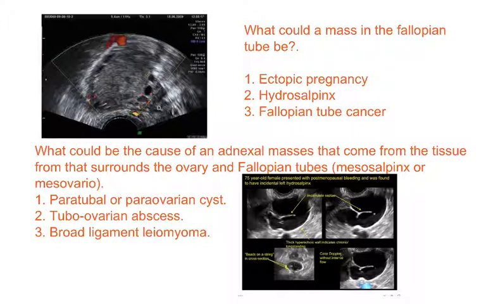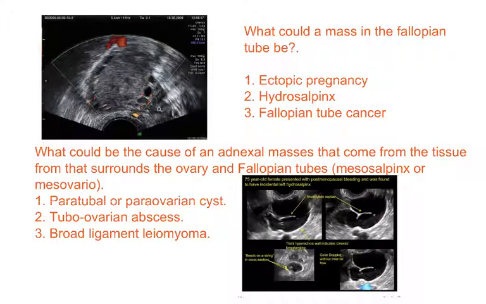Now we're going to talk about the fallopian tube. What could a mass in the fallopian tube be? It could be an ectopic pregnancy, or it can be hydrosalpinx or fallopian tube cancer. Just remember that hydrosalpinx is usually related to a sexually transmitted infection, but it is not the only cause. Now, what could be the cause of an adnexal mass that comes from the tissue that surrounds the ovary and the fallopian tubes? We're thinking about a peritubal or periovarian cyst. We can think about a tubo-ovarian abscess, or we can think about a leiomyoma.